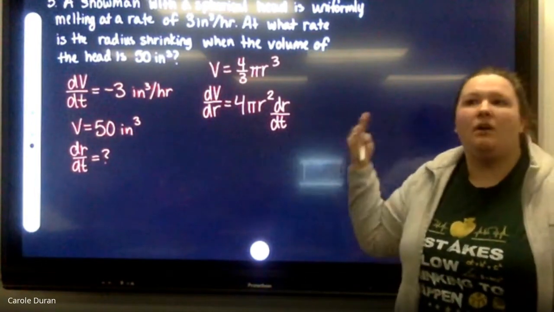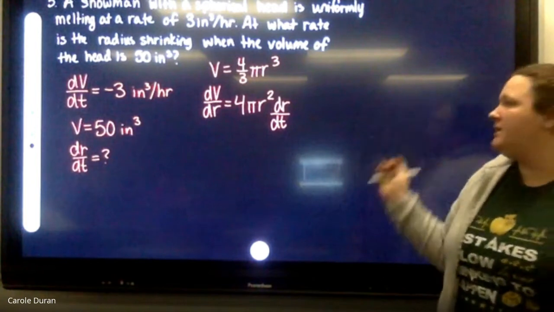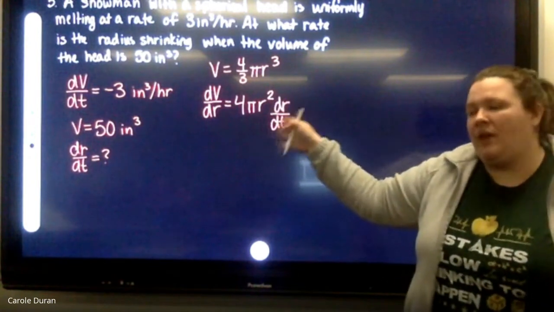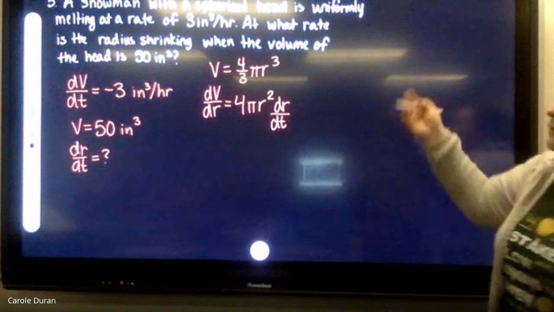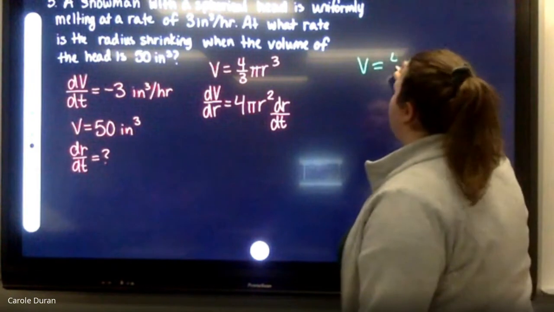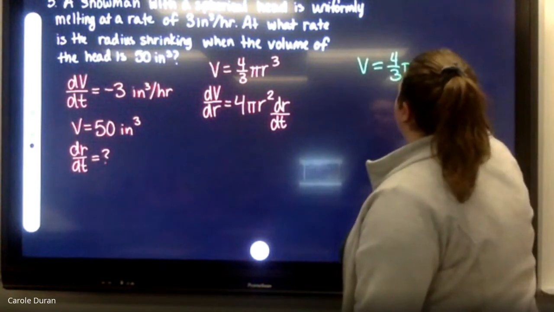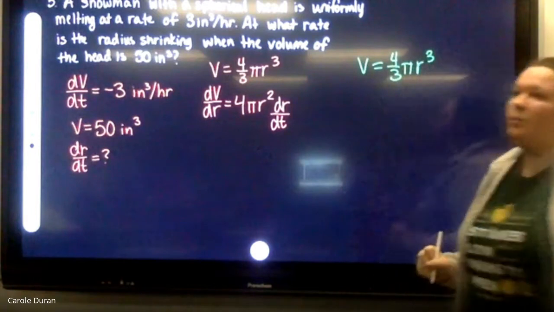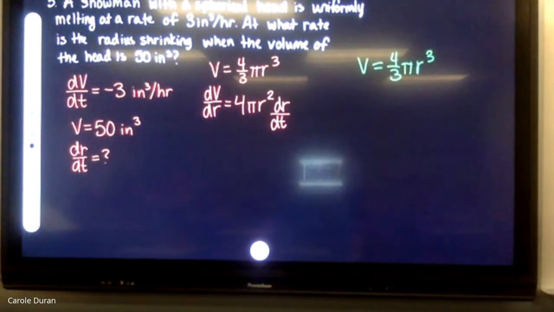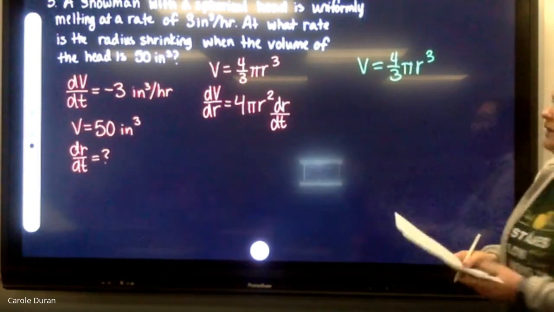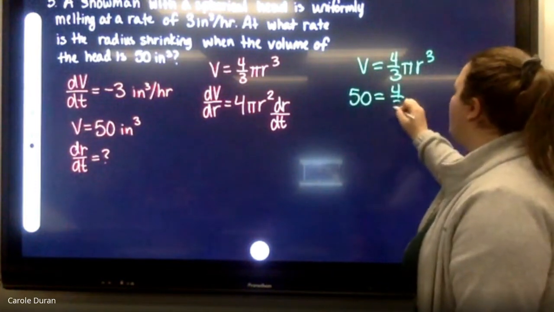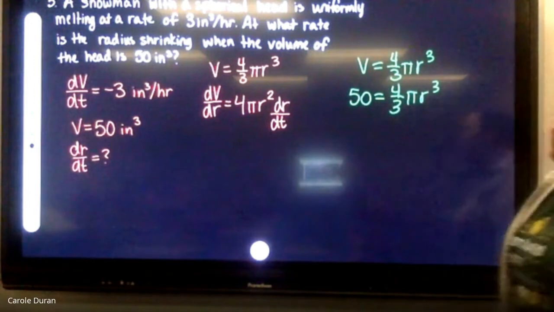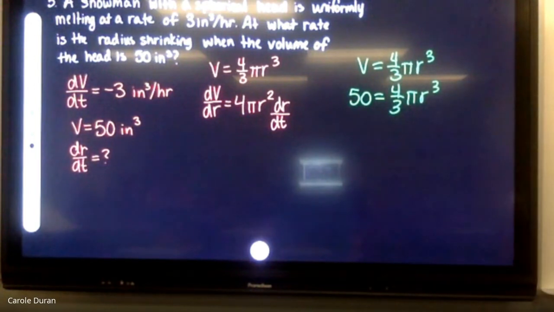I'm going to need to solve for one of them in a separate equation and then plug that value in. Radius is the only thing I can solve for, because I can't solve for a rate of change if I don't know any of the other information. So I'm going to write a separate volume equation in which I plug in information and solve for R. The only thing I know about volume here is that my volume is 50. So I'm going to say 50 equals 4/3 pi r cubed, and solve for R.